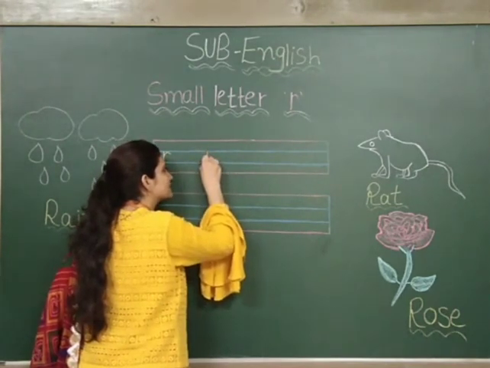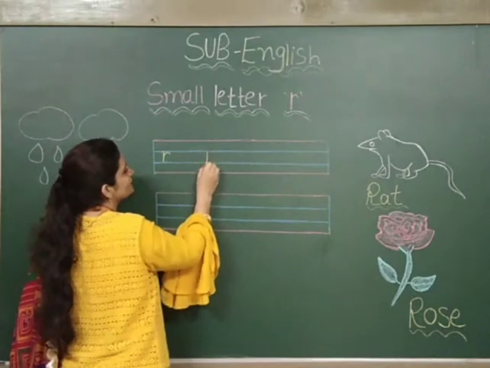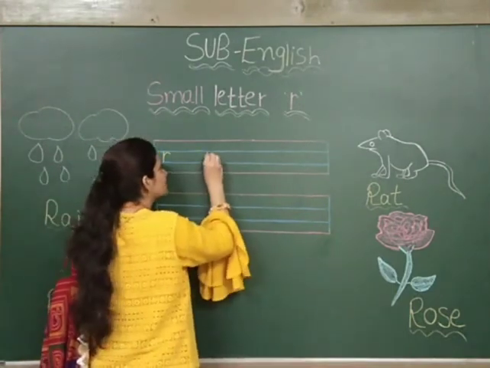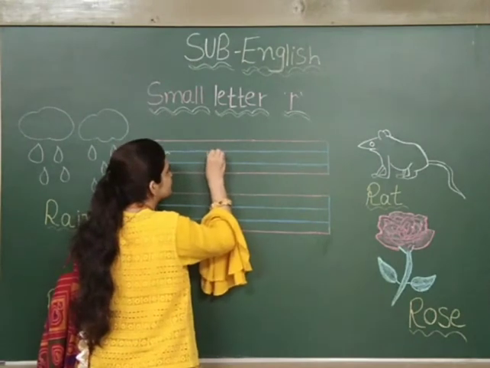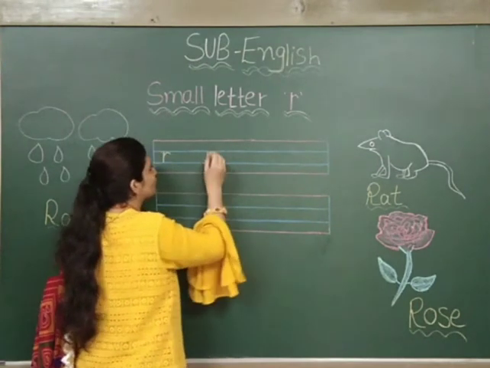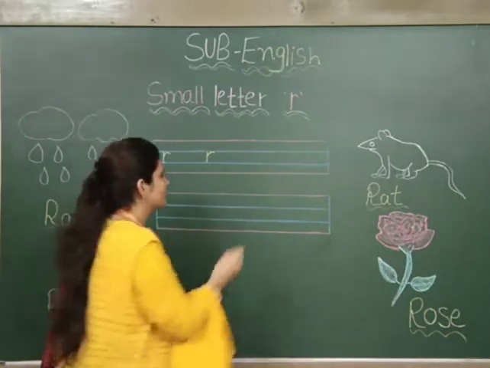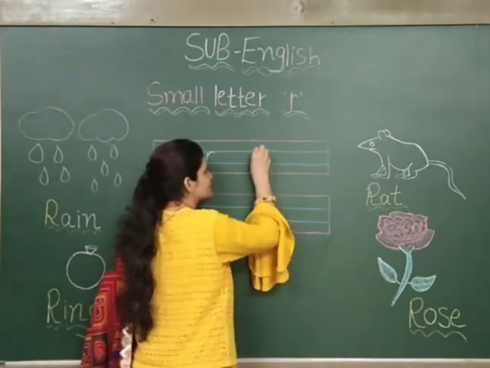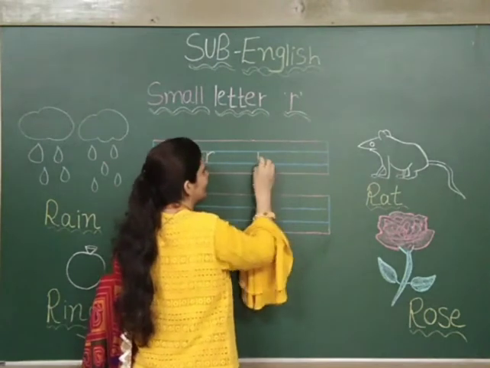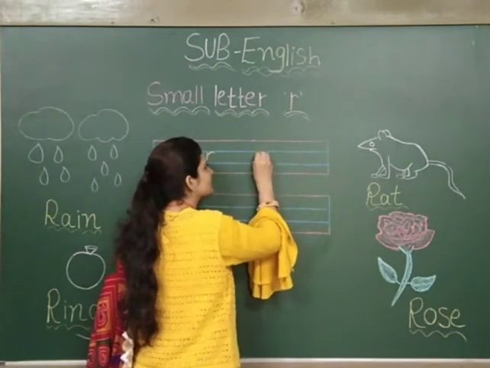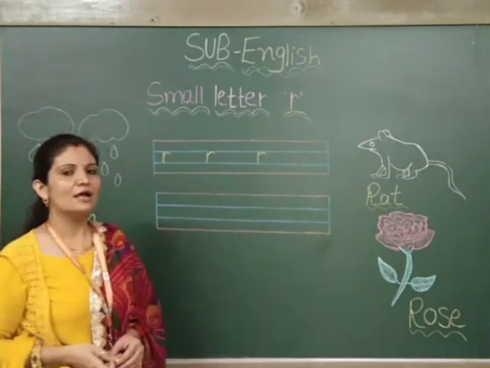First we have to make one standing line from this blue line to this blue line. Then we have to make one curve. The curve should touch this upper blue line like this. Again, first we have to make one standing line and then a curve like this. This is called small letter R.